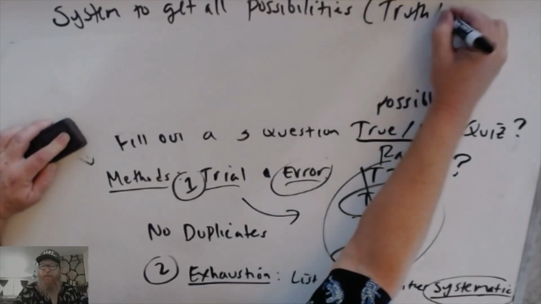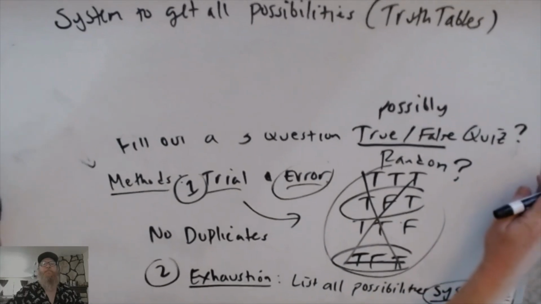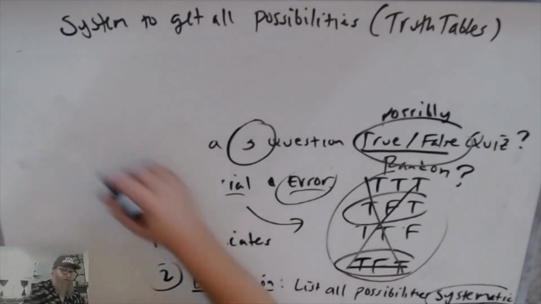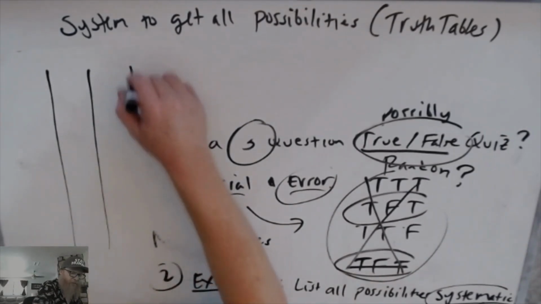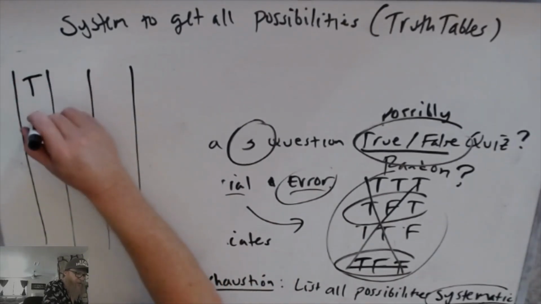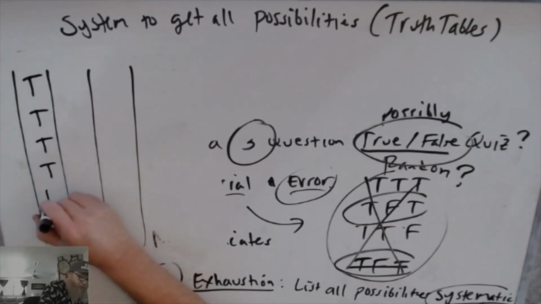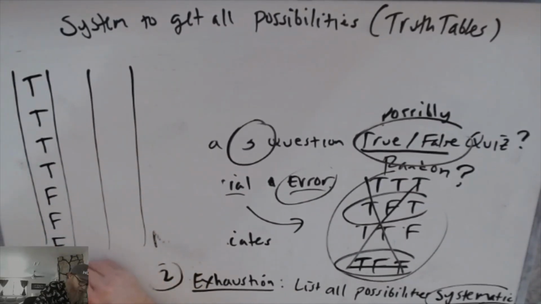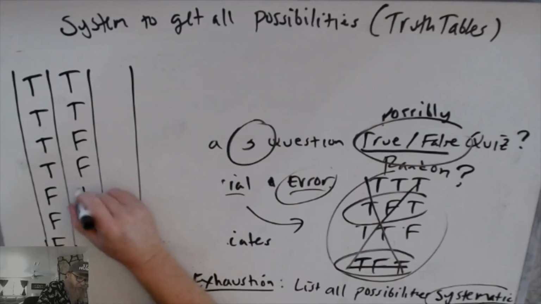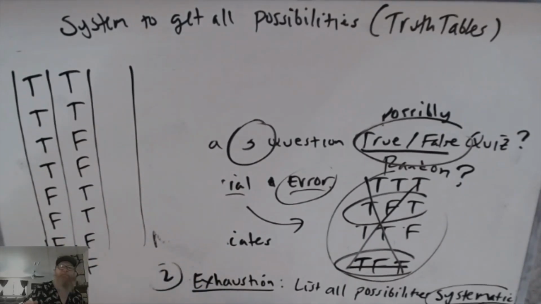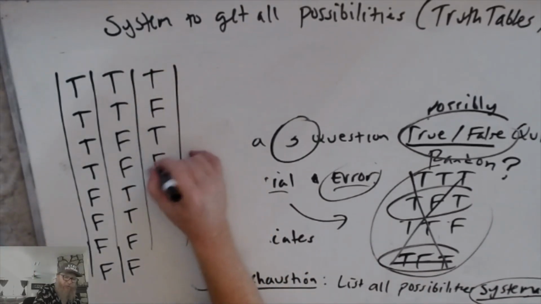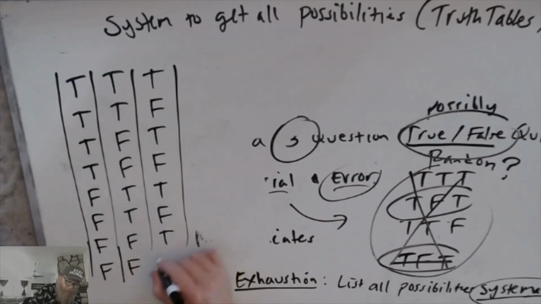Remember when we did the truth tables? There are 3 questions, true or false. So we made 3 columns. And we went through all the different possibilities. True, true, true, true, false, false, false, false. And then we alternated: true, true, false, false, true, true, false, false. I'm blocking a little bit. And then we alternated again: true, false, true, false, true, false, true, false.